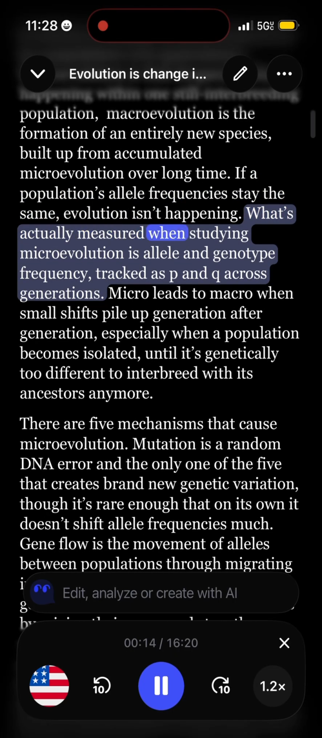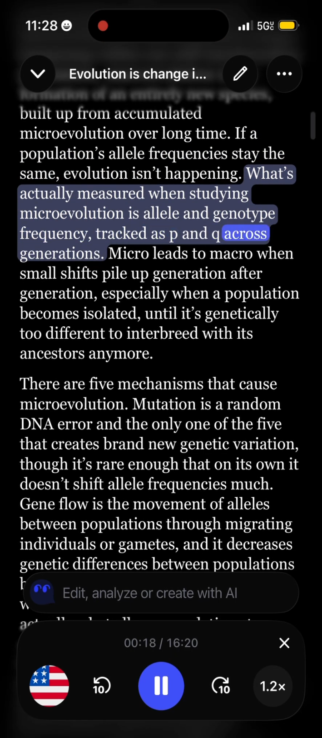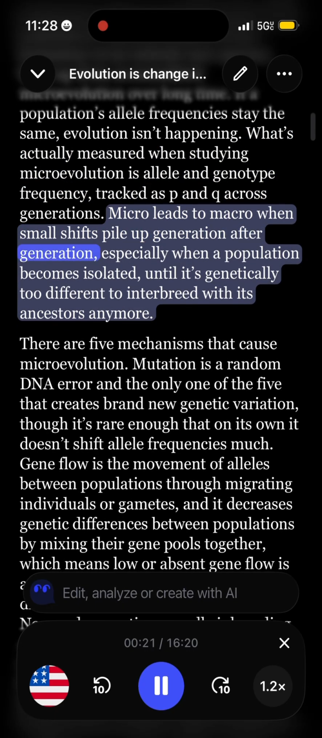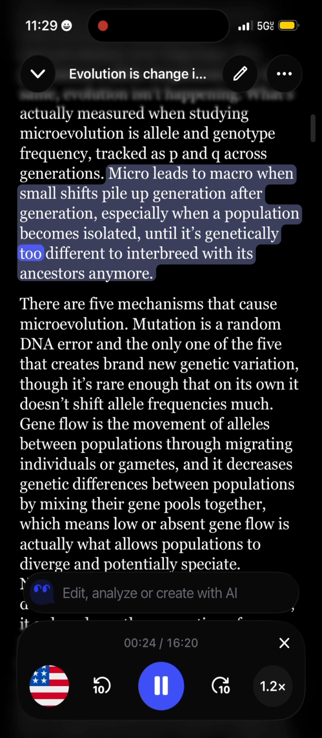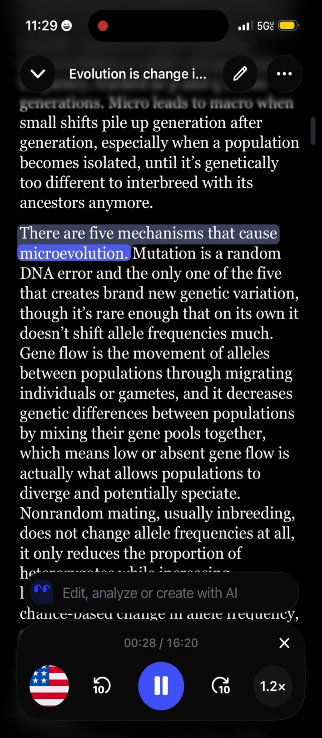What's actually measured when studying microevolution is allele and genotype frequency, tracked as P and Q across generations. Micro leads to macro when small shifts pile up generation after generation, especially when a population becomes isolated, until it's genetically too different to interbreed with its ancestors anymore. There are 5 mechanisms that cause microevolution.